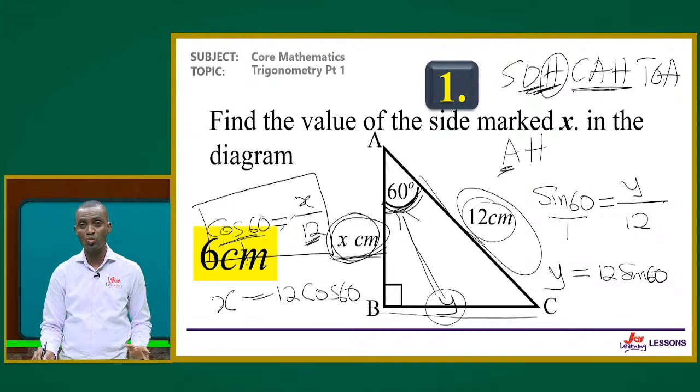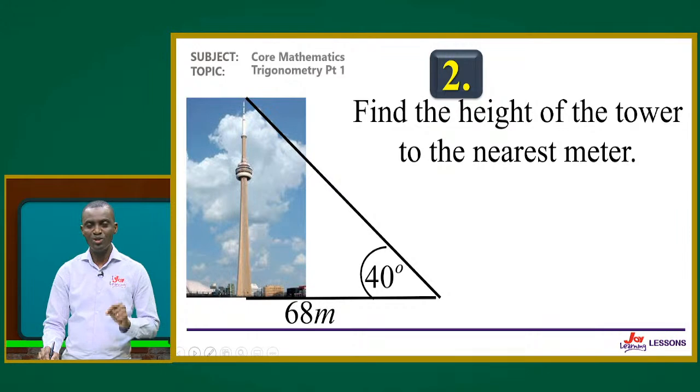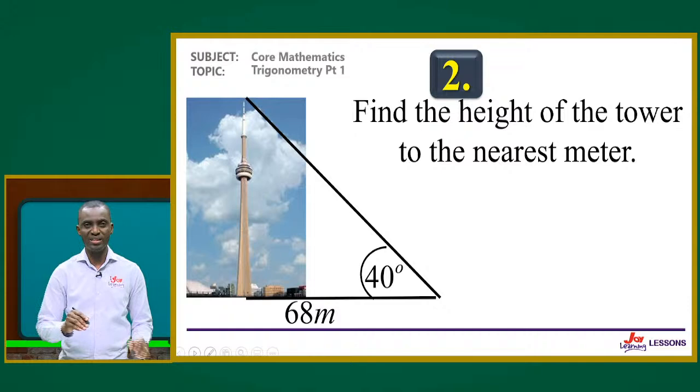Let's take another example. Now I've got my tower again. I want to know the height of this tower to the nearest meter. Knowing very well that the angle of elevation, if I'm to view from the ground to the top of the tower, the angle of elevation is 40 degrees.